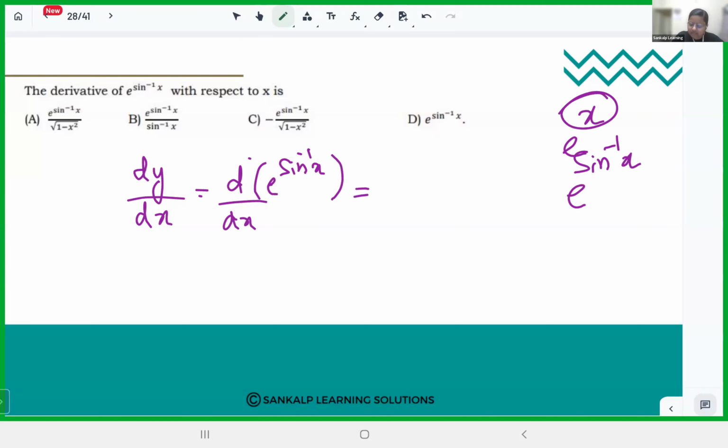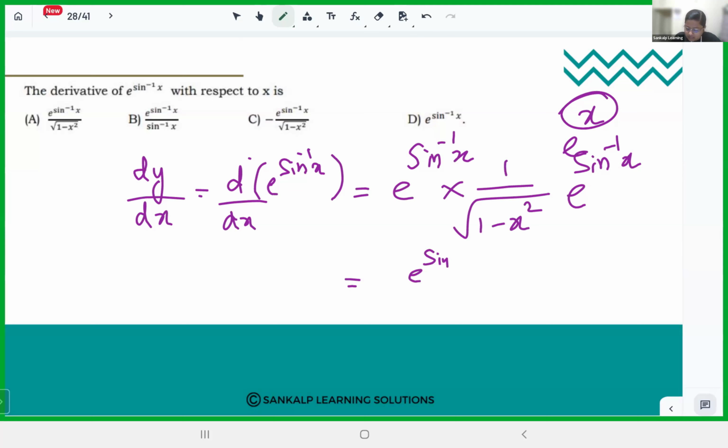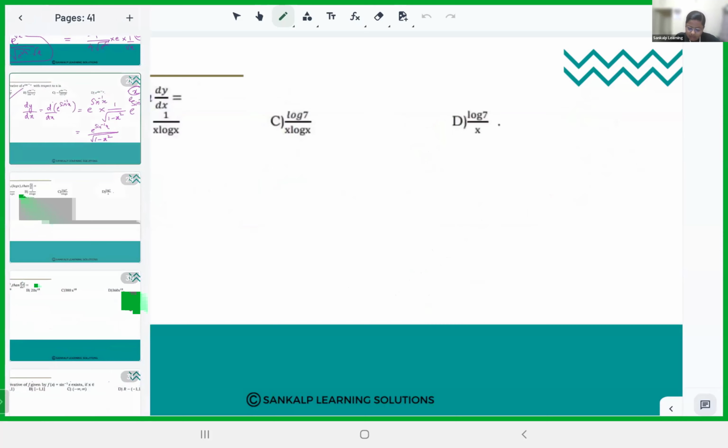So we know the derivative of e raised to x is e raised to x itself. So this will become e raised to sine inverse x, because in the place of x it is sine inverse x, and you have to multiply the derivative of sine inverse x. And what is the derivative of sine inverse x? It is nothing but 1 by root of 1 minus x square. So what is the value here? E raised to sine inverse x divided by root of 1 minus x square. So which is the option? Option A is right. E raised to sine inverse x by root of 1 minus x square.